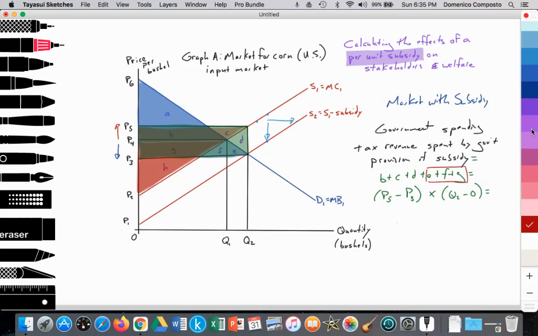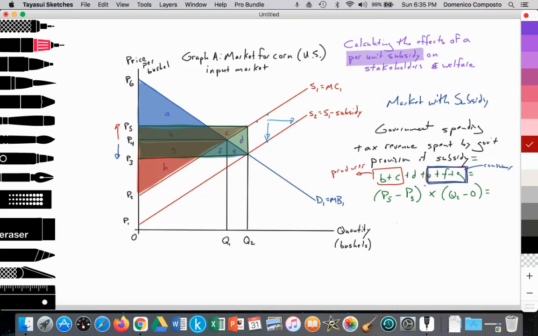Sorry, my mistake. The slice of G, F, and E is being given to the household or the firm demanding the input. So this is going to the consumer. And then the slice of B and C is going to the farmer or producer in this case.